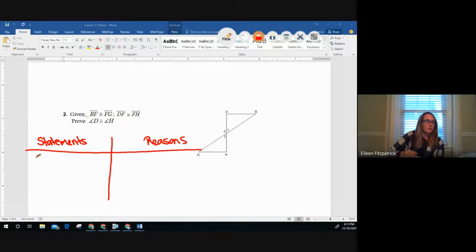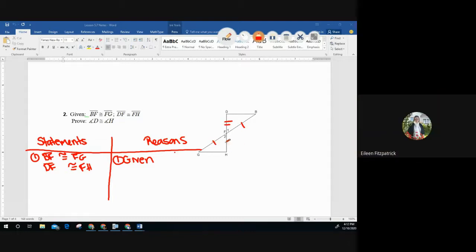All right, so the first is a given that BF is congruent to FG and that DF is congruent to FH. So let's write that down and I'll mark it. BF is congruent to FG and DF is congruent to FH. We already have two stars. We already have two congruency statements. So I just need one more to prove the triangles are congruent.